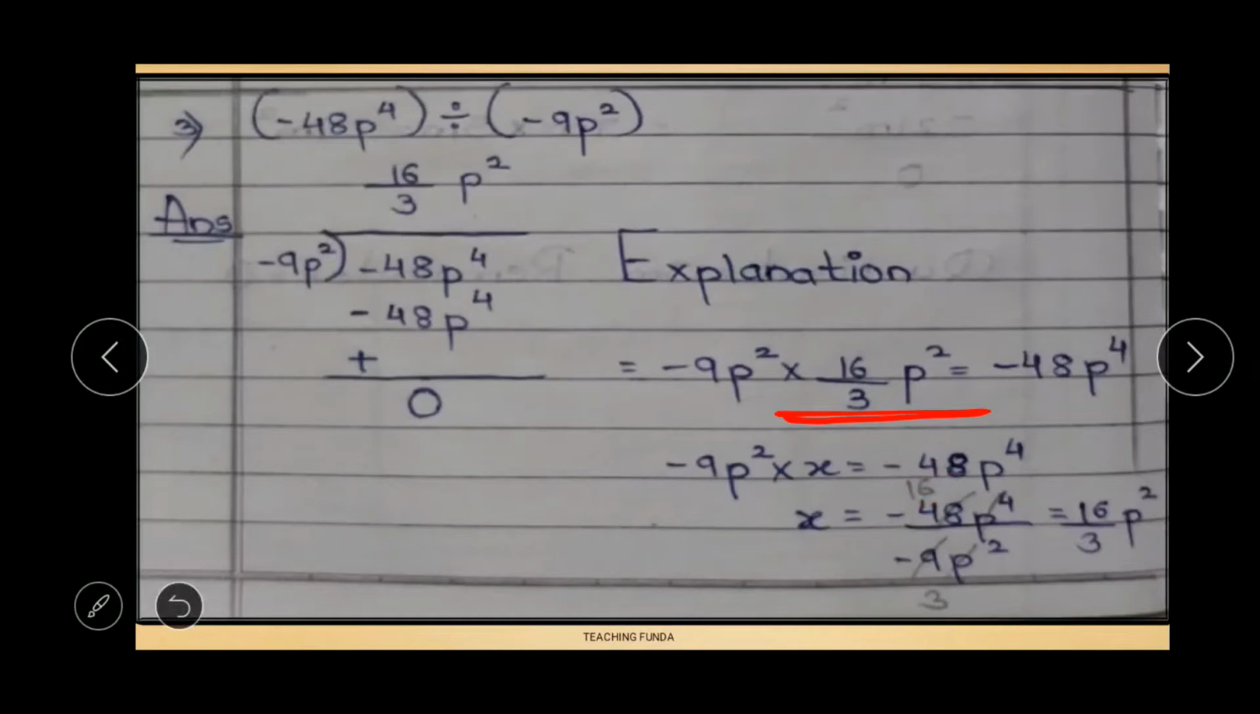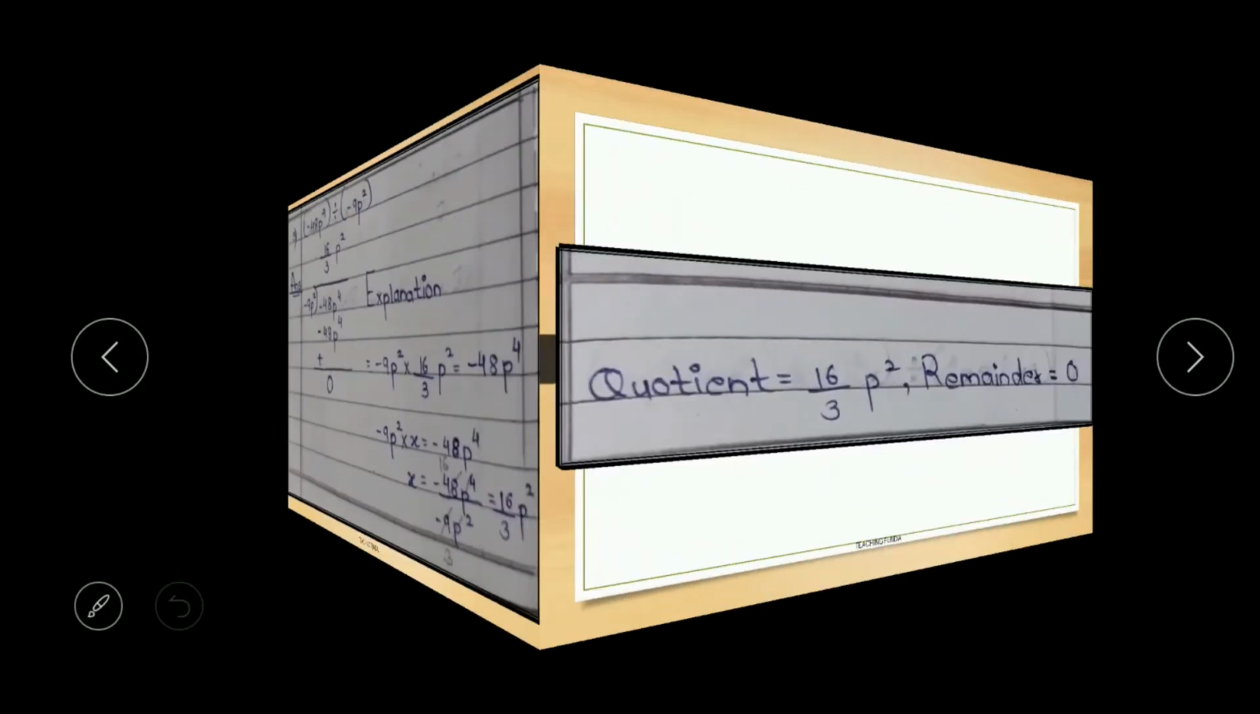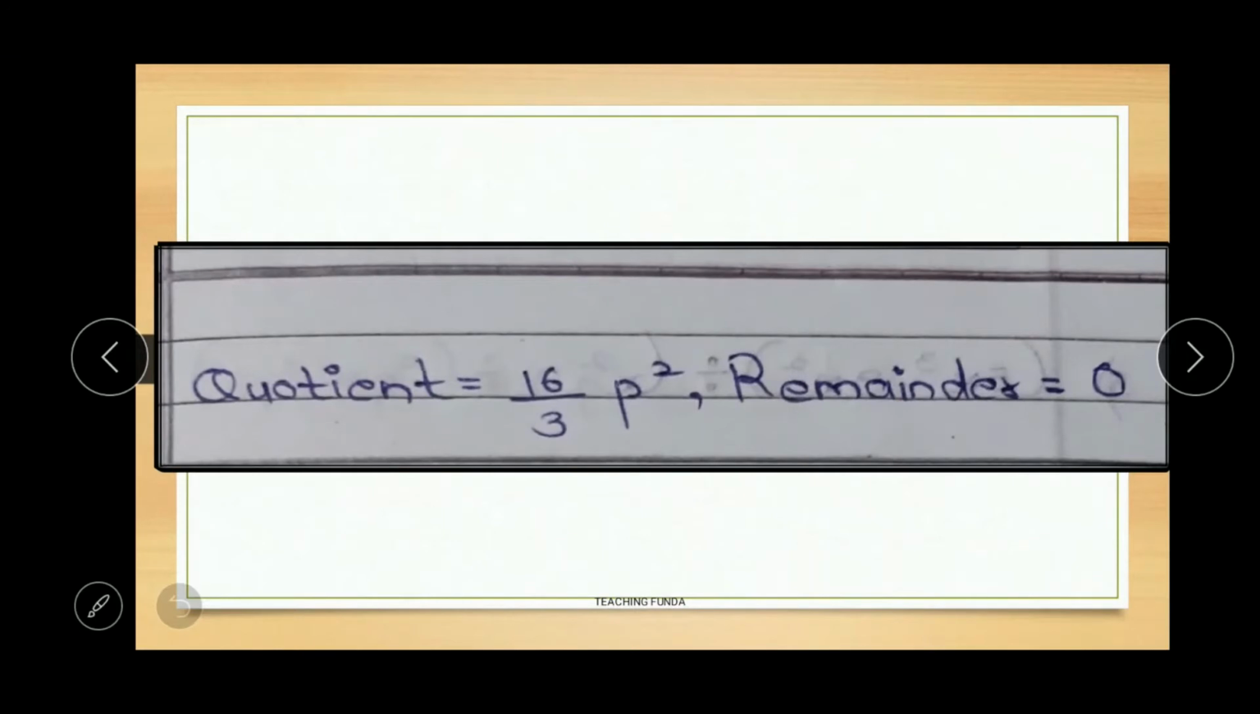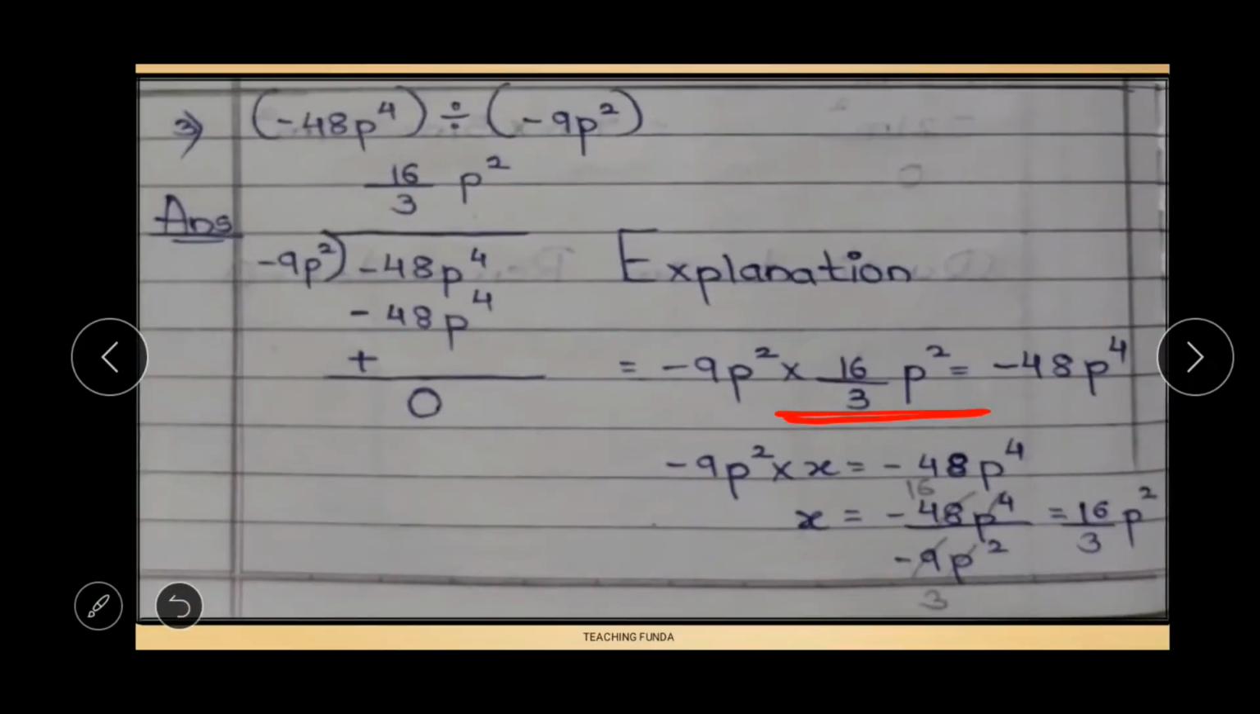Now we'll look into p. P is common here, so this p gone, this p gone. So two p's we have cut over here. So what is remaining? P square. So here 16 upon 3, and minus minus comes plus, 16 upon 3 p square. So the quotient is 16 upon 3 p square, remainder is 0. And in the vertical form, how will you write? See, in this way.